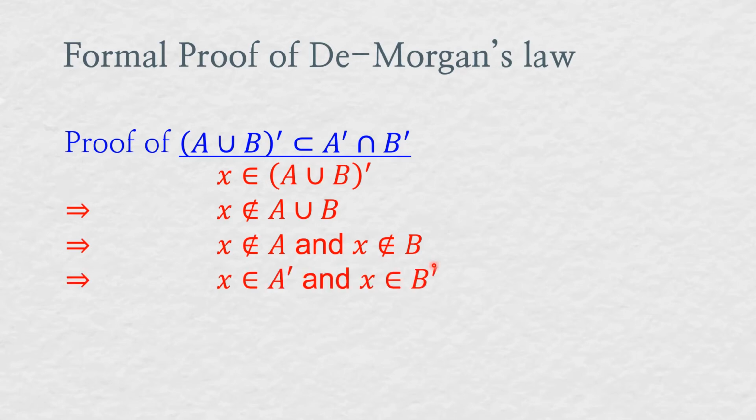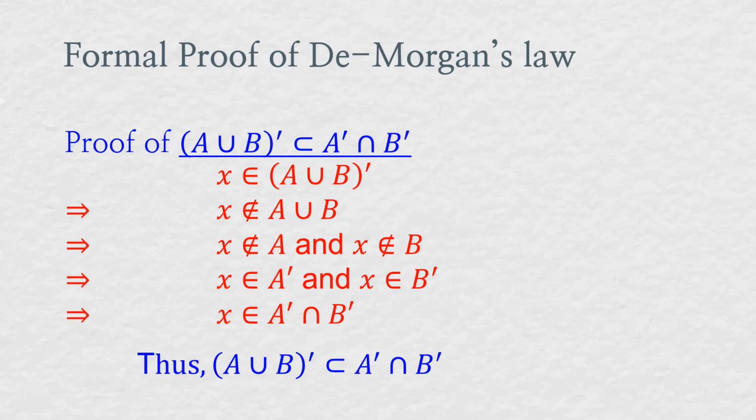Since it is not in set A, it will be there in the complement of A, and since this element is not in set B, it will be there in the complement of B. Therefore, this element is present in both the complement of A and the complement of B. This is equivalent to saying that X is an element of the intersection of complements of sets A and B. Thus, we have proven that the complement of A union B is a subset of the intersection of the complement of A and the complement of B.